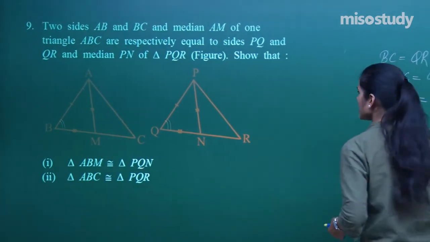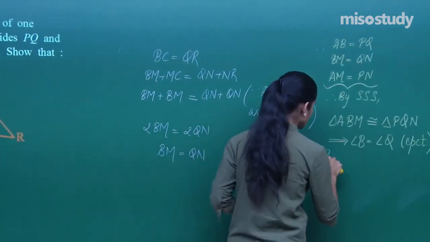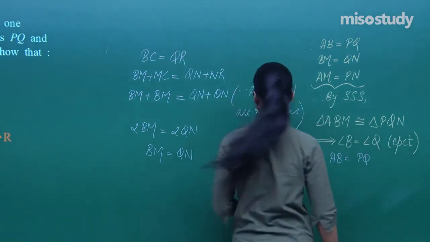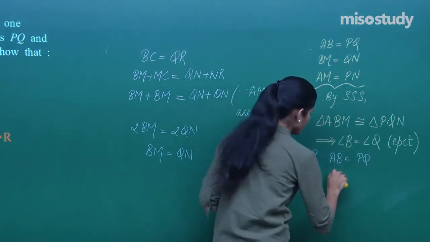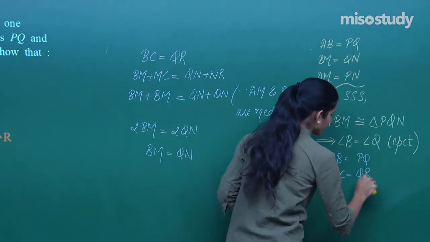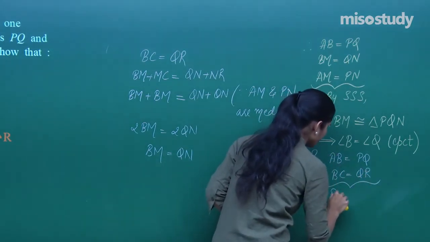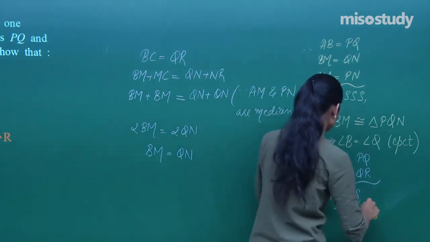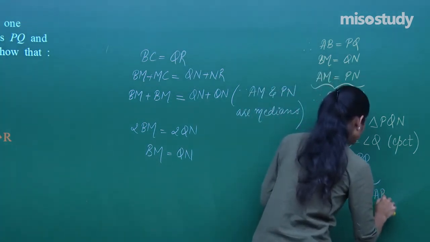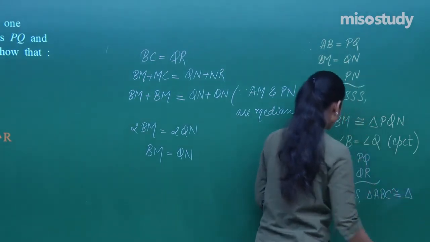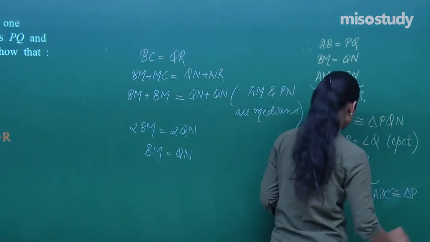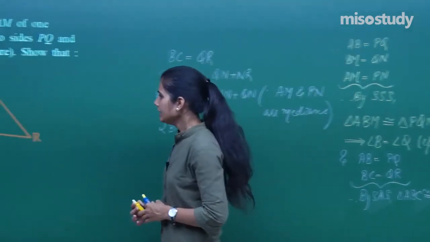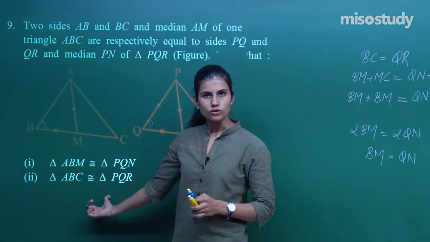So I have AB is same as PQ, angle B is already same as angle Q, and I have BC same as QR. Therefore, by SAS congruence rule, I have triangle ABC is congruent to which triangle? A is corresponding to P, B is corresponding to Q, C is corresponding to R. So I have shown that even the bigger triangles are congruent.